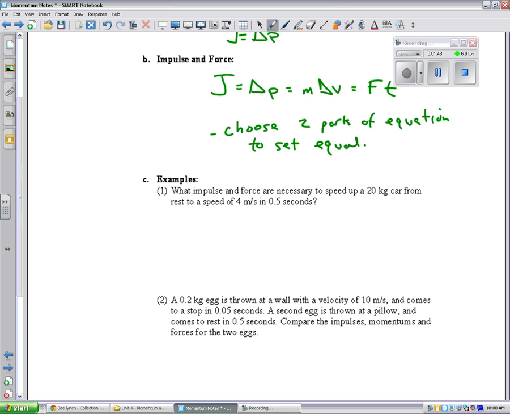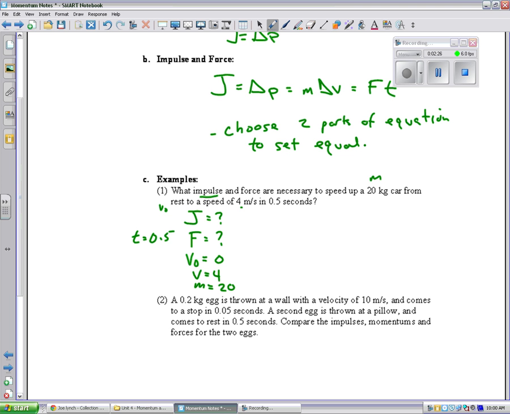So we have a couple examples down here. What impulse and force are necessary to speed up a 20 kilogram car from rest to a speed of 4 in 0.5 seconds? So we're looking for impulse, so we're looking for J. We're eventually going to be looking for force as well. We have mass here. We have an initial velocity of rest and a final velocity. So we'll write those down. V0 is 0, V is 4, M is 20, and T is 0.5.